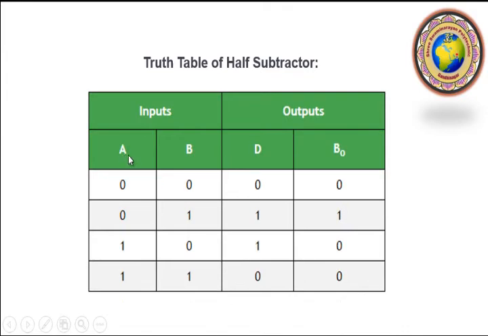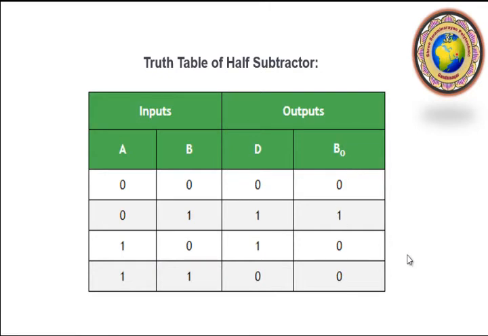Here the inputs are A and B. The difference for 0 0 is 0, and for 0 1 the difference is 1, and since we take the carry from the previous one, it's called borrow. For 1 0 the difference is 1 and borrow is 0. So this is our truth table. According to this truth table, the outputs are D and B out.